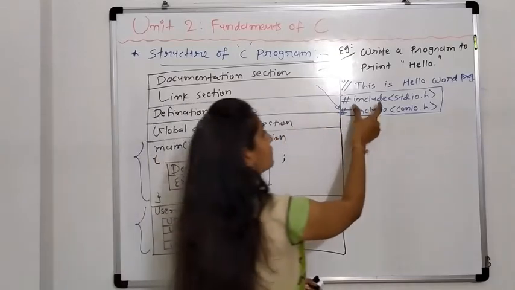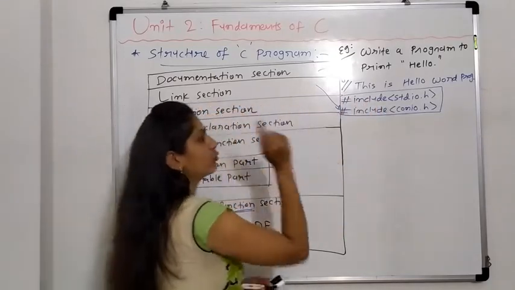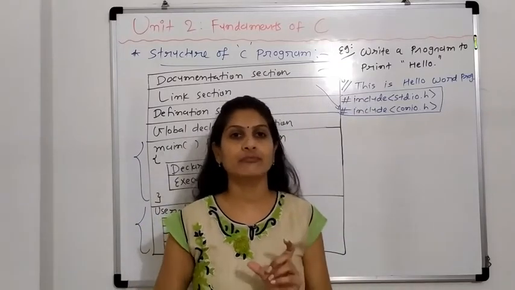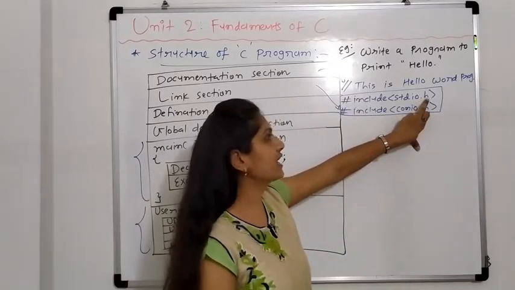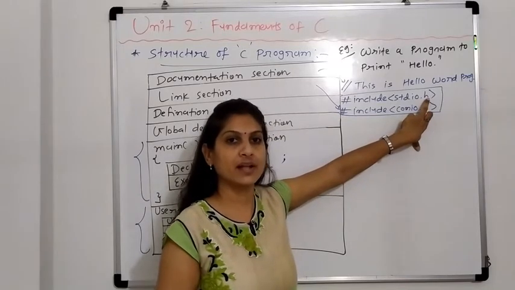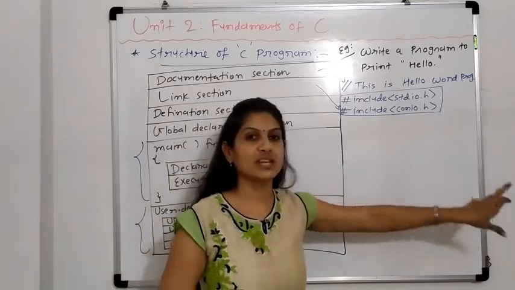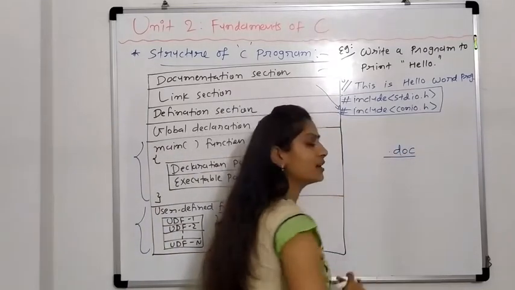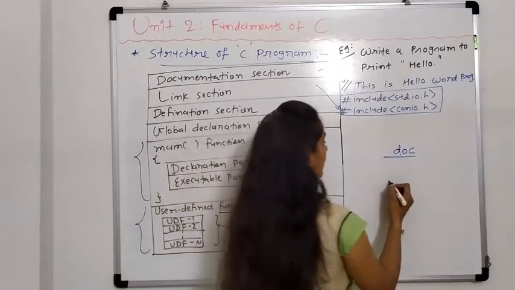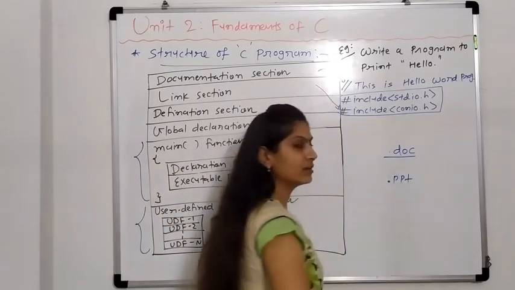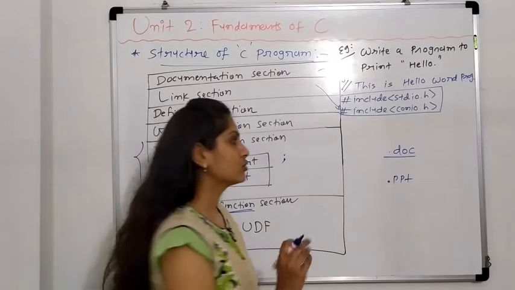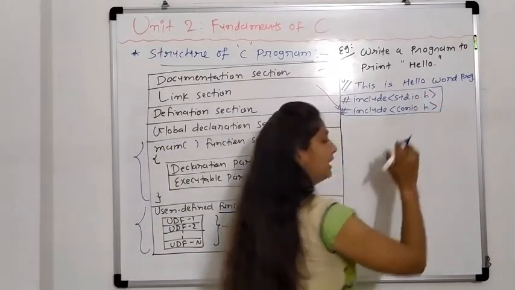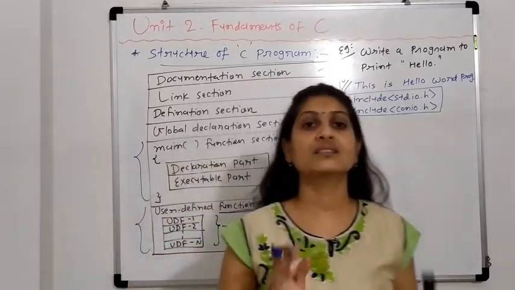Now what is the meaning of this line? The link section links with the library. The library here means a header file. The extension .h indicates it is a header file. Suppose I write .doc, that indicates it is a Word file. Suppose I write .ppt, that indicates it is a PowerPoint. Clear? So here .h indicates a header file.